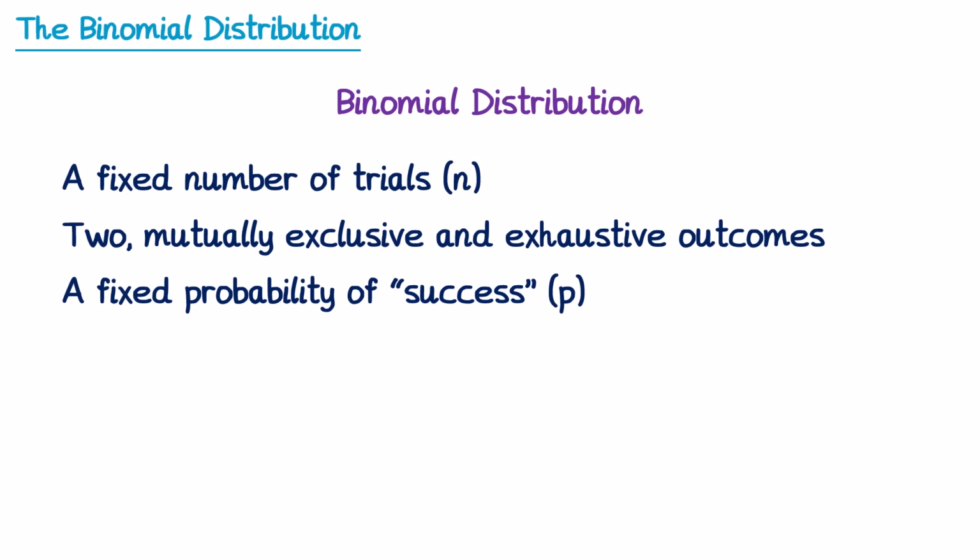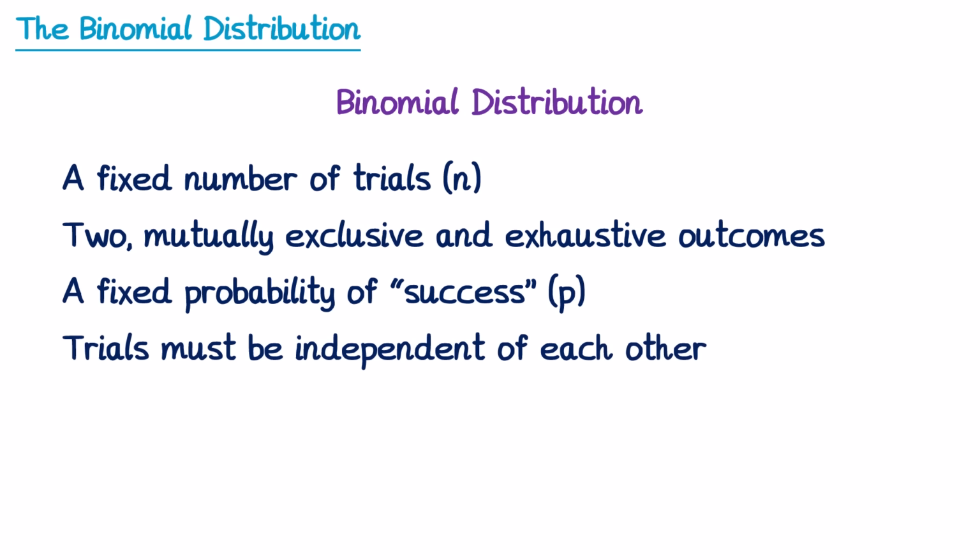It also means we have a probability of failure, where the probability will be 1 subtract p. In our case, that was the probability of throwing tails, which was 1 subtract 0.7, which was 0.3. Finally, we require that trials must be independent of each other. This means that if we threw heads on the first throw, it doesn't somehow affect the probability of throwing a heads on the second throw, and so on.